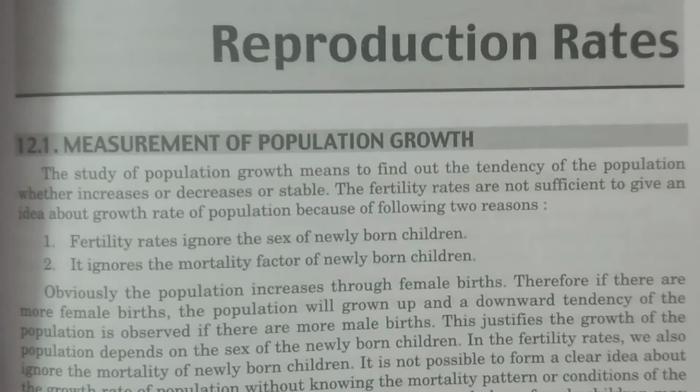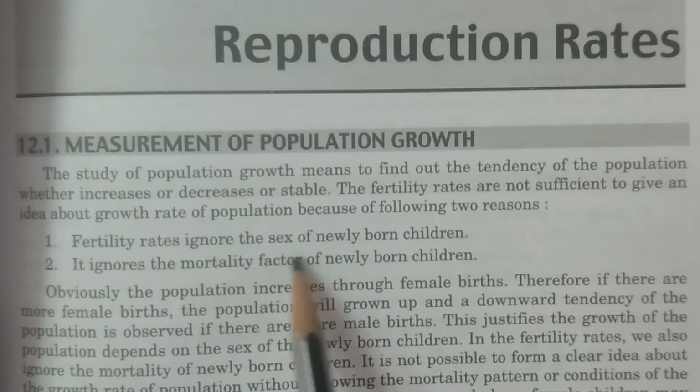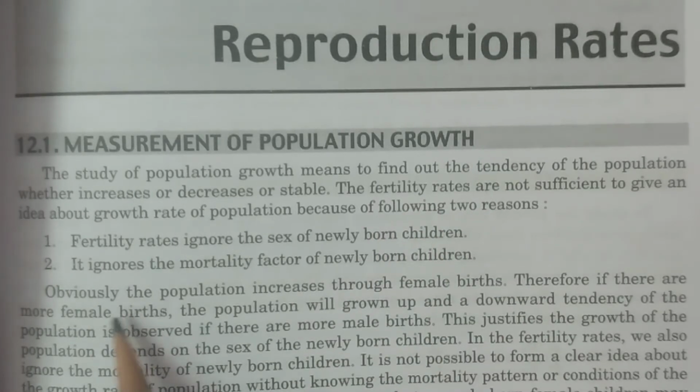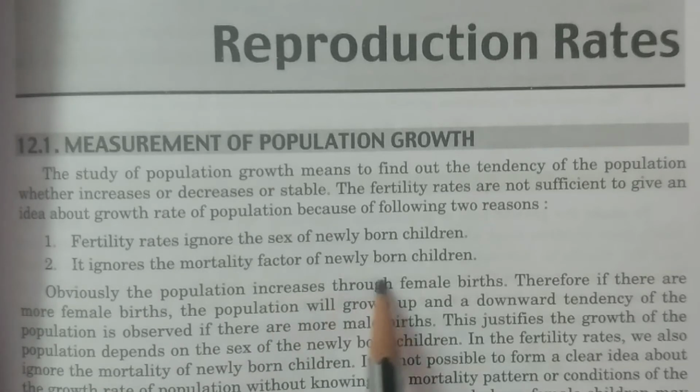Capability of reproducing the children again, male or female. So that is the reason why the fertility rates ignore the sex of newly born children in the birth rates. And secondly, it ignores the mortality factor of newly born children.